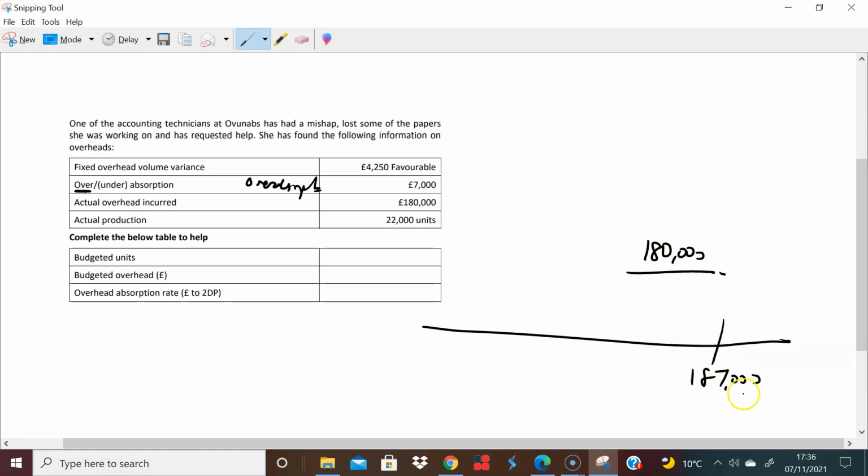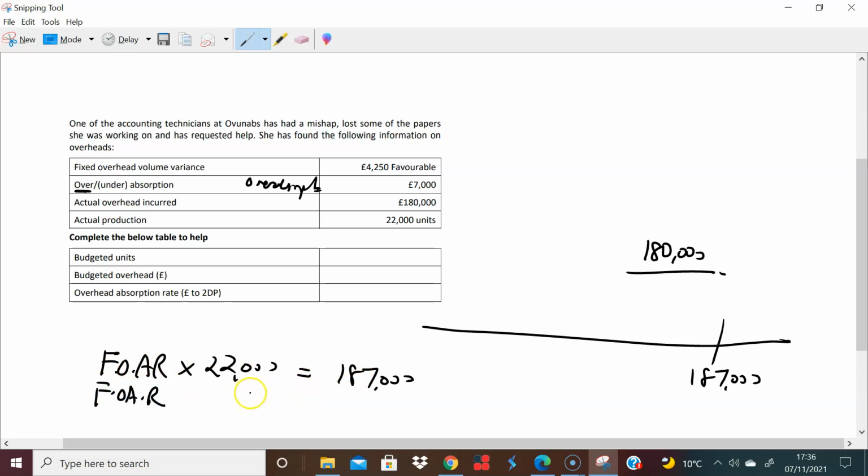Remember how this really works: we find this fixed overhead absorption rate, we multiply it by the actual number of units, 22,000, and then we get a figure in our accounts. That's the whole point, and then we start adjusting. So this 4 times 22,000 is what's giving us this 187,000. The important point is that we have this over absorption and this total. So this is the actual, but now we can find by how much we've put things in. So the question here is, what is this overhead absorption rate we're using?